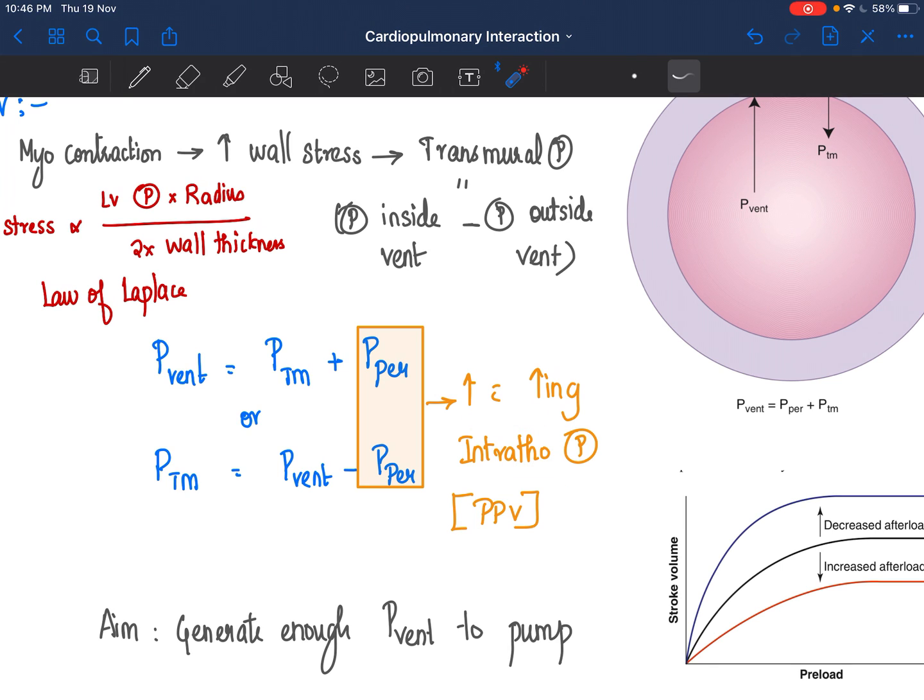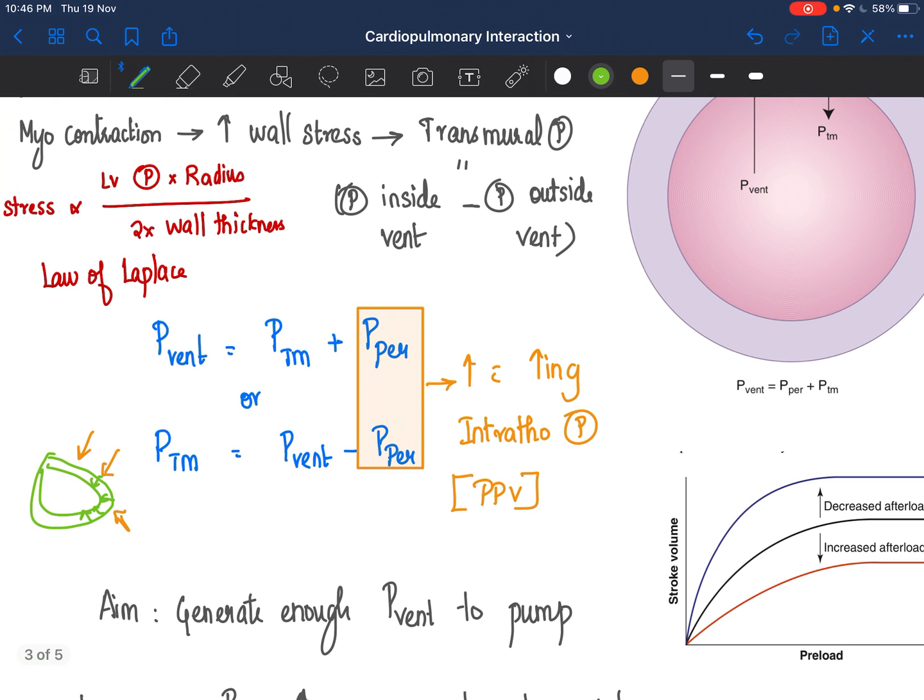Makes sense, no? See, you have a heart here that is covered with pericardium, and you are going to give positive pressure. So positive pressure is going to what? Push this inside, right? So your pericardial pressure is going to increase. So is that good or bad? Ultimately that is what you want to know, right? So with this equation, if you see, you want your ventricle to generate enough power to pump, right?